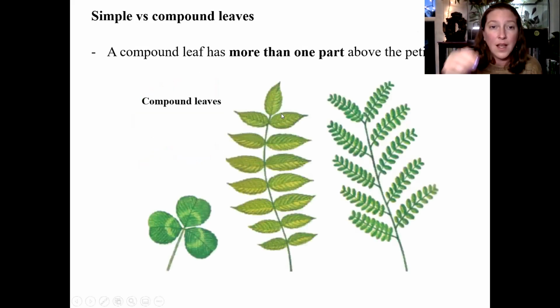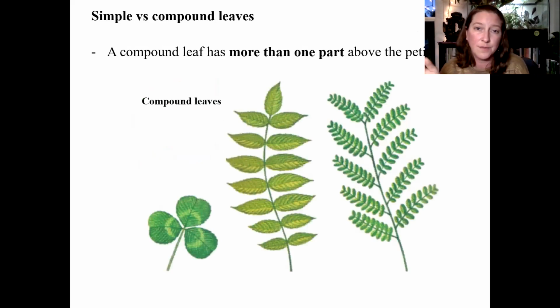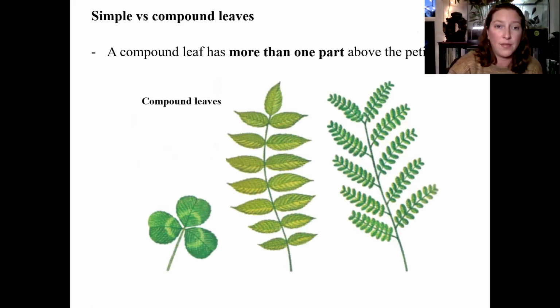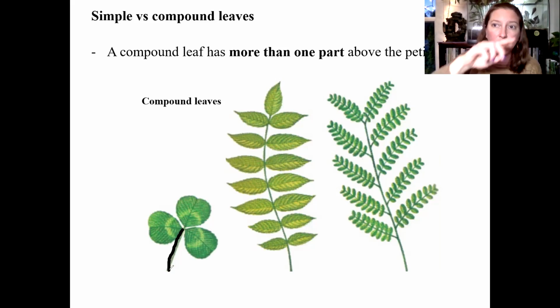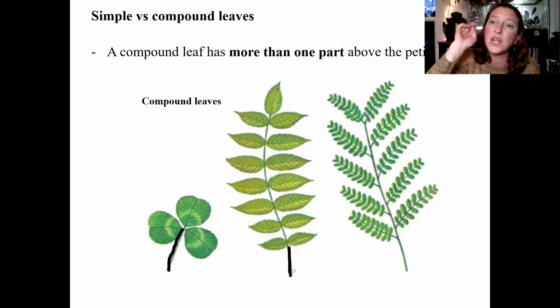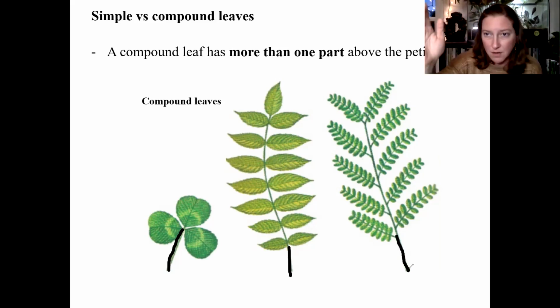So a simple leaf is simple enough. Compound leaves, there are different kinds. There are different kinds of simple leaf too, but for this class, simple leaf is fine. A compound leaf has more than one thing above the petiole. So for example, look at this one on the left. Here's the petiole and there are 3 things above it. Here is the petiole and there are 2, 4, 6, 8, 10, 12, 14, 15 things above it. Here's the petiole on this one, lots of stuff above it. So that's how we know those are compound leaves.